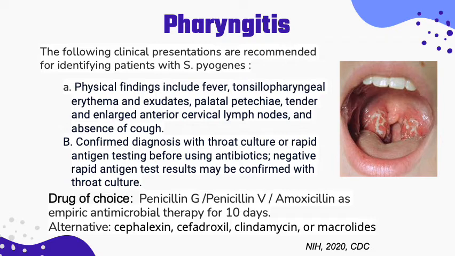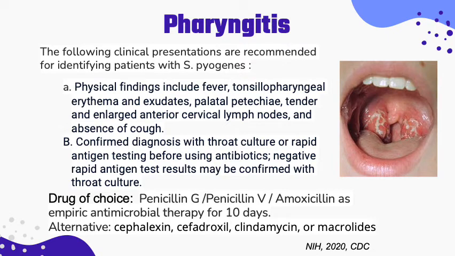Bacterial pharyngitis will be more commonly due to Strep pyogenes, and unlike the viral presentation, the physical findings are important in bacterial pharyngitis. When you look into the patient's oral cavity, you'll see that the tonsils are more hyperemic than viral infections, and the exudates are more marked, accompanied by tender or enlarged anterior cervical lymph nodes, petechiae in the palate, and the absence of cough.